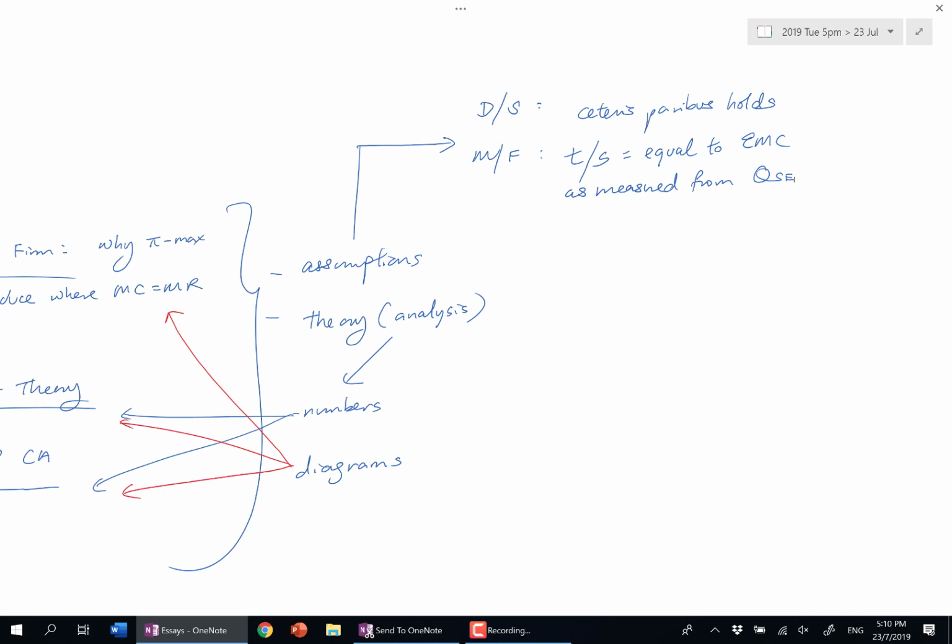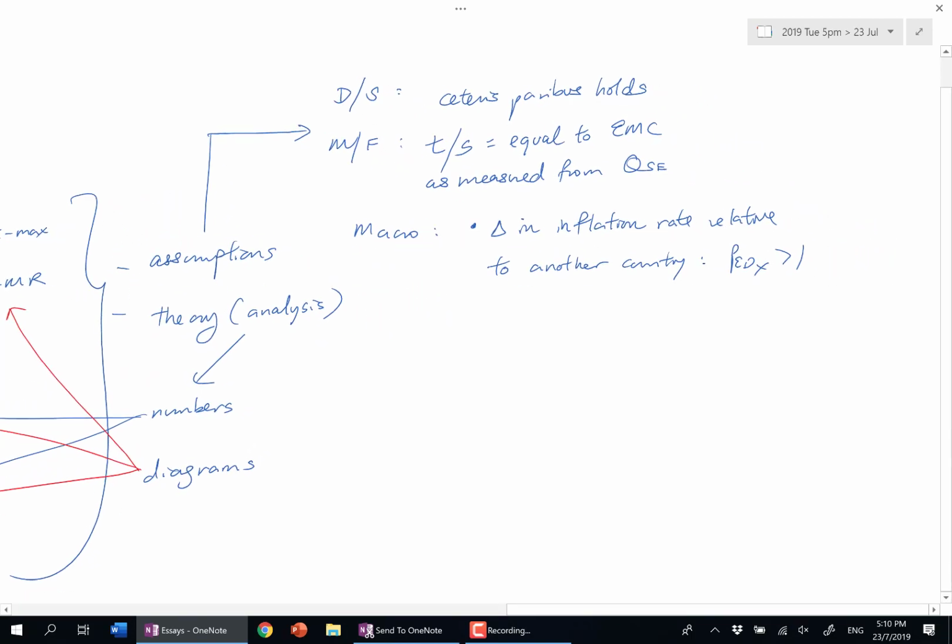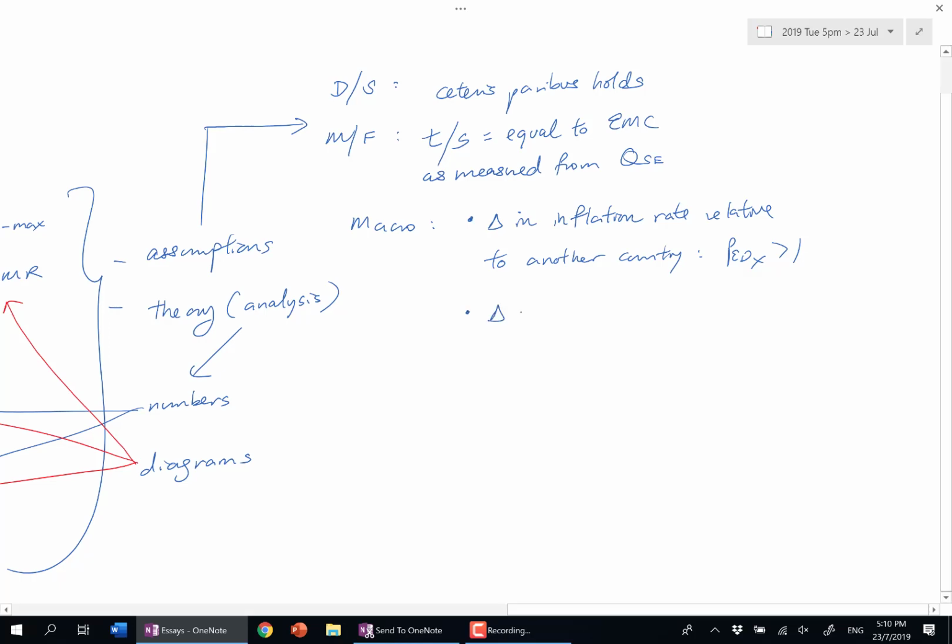Then in macroeconomics, we assume a lot of things. And when I say a lot of things, these things relate to the elasticity values. So when you say that there's a change in inflation rate relative to another country, in that case we have to assume PEDX exceeds 1. Remember? And when we assume a change in exchange rates, we typically assume the Marshall-Lerner condition, right?